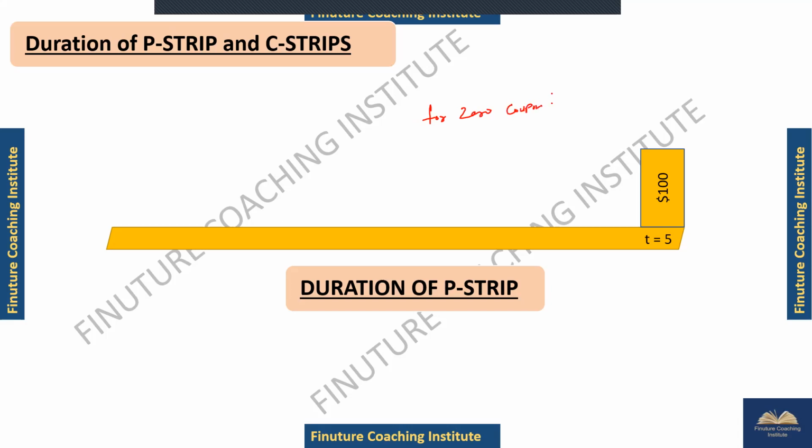For a zero coupon bond, your duration is equal to maturity. So just make a note of it. So for a P strip, your duration would be 5 years because there are no cash flows in between.